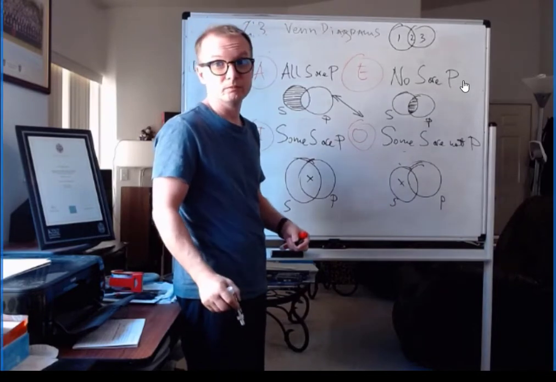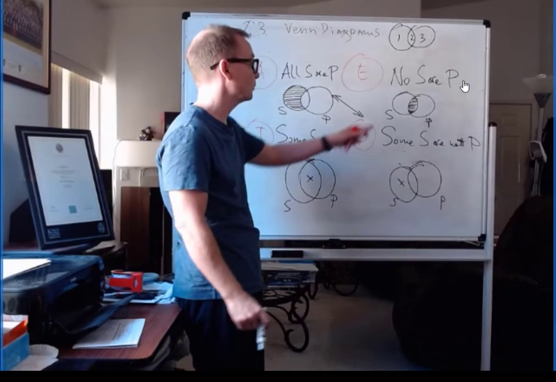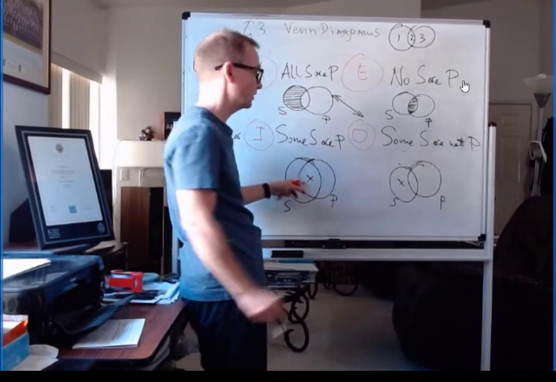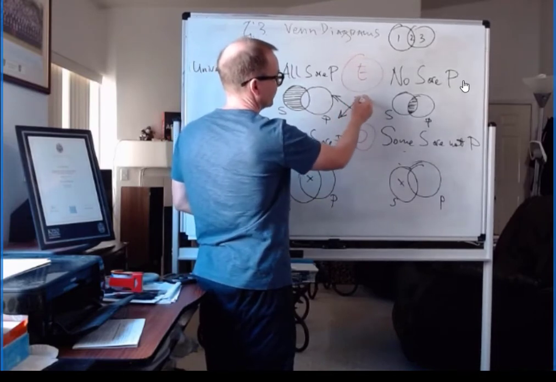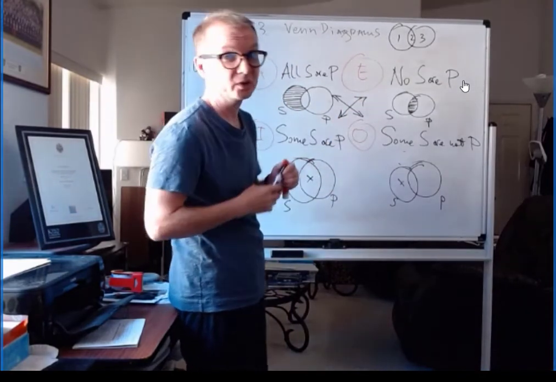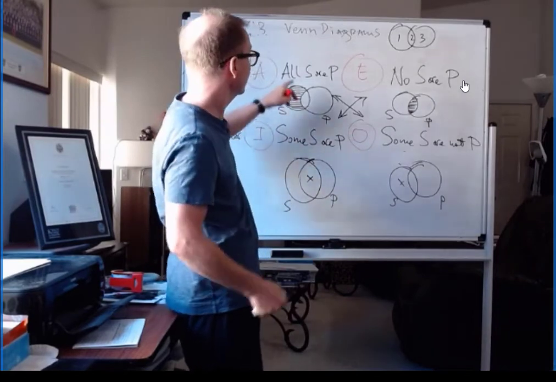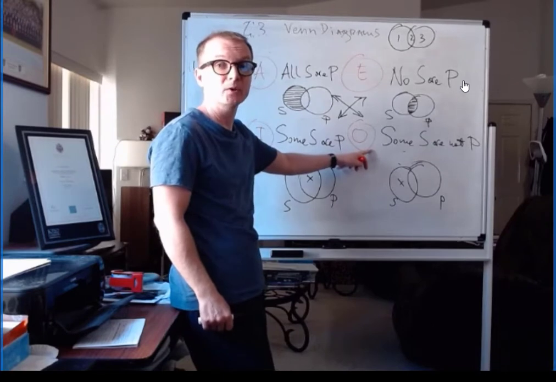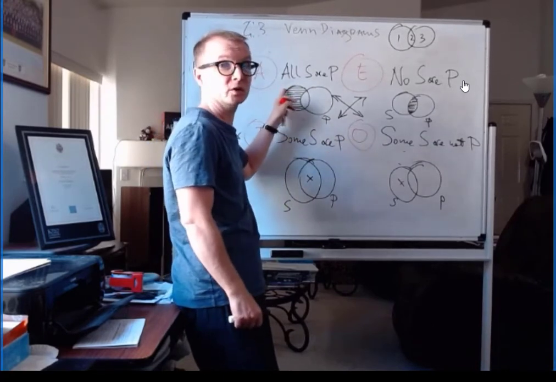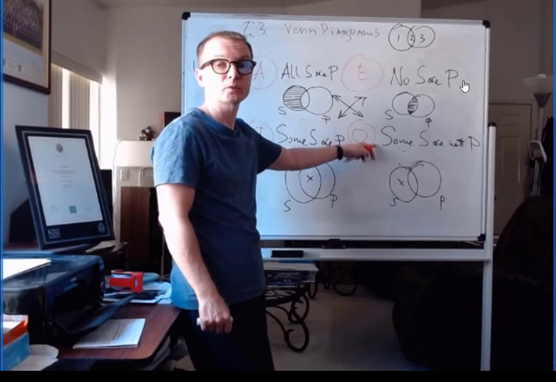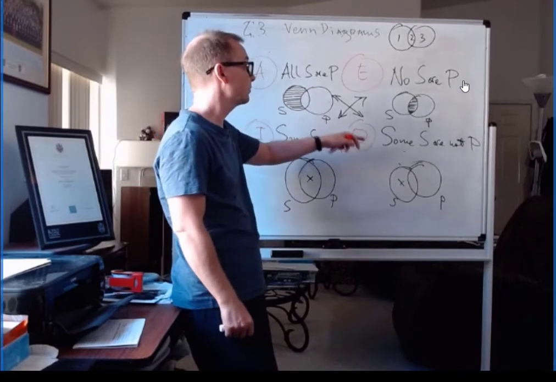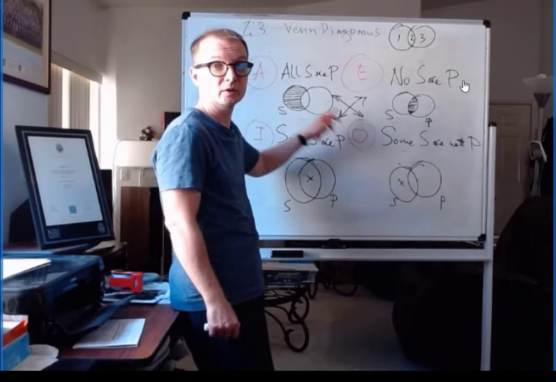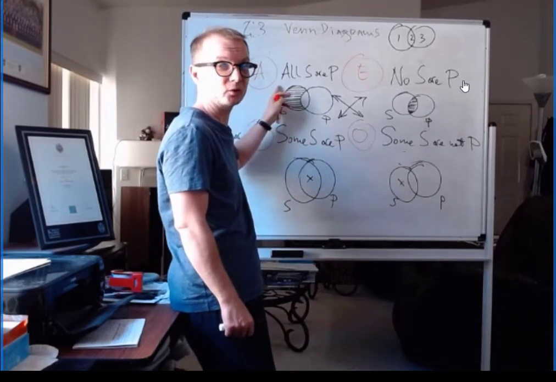Now, you can immediately notice the similar thing for E and I. E says there's nothing here, I says there's something here, so these two are also contradictory. What does that mean for our purposes? It means the following. If A is true, O will necessarily have to be false. If A is false, O will necessarily have to be true. Equally, if O is true, A will have to be false, and if O is false, A will have to be true.